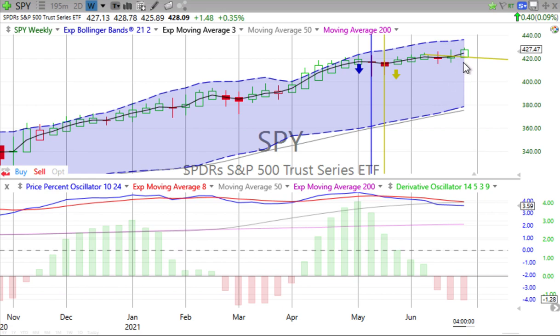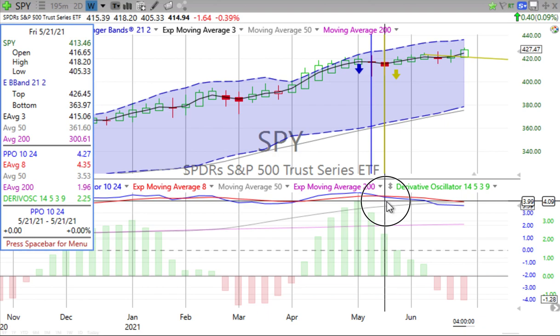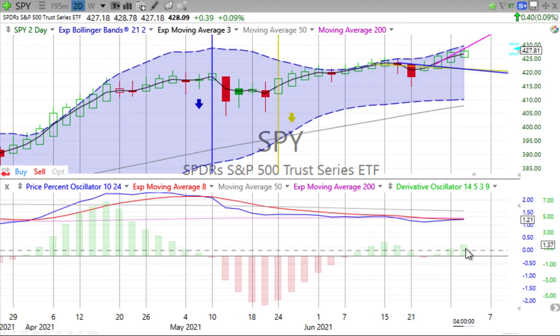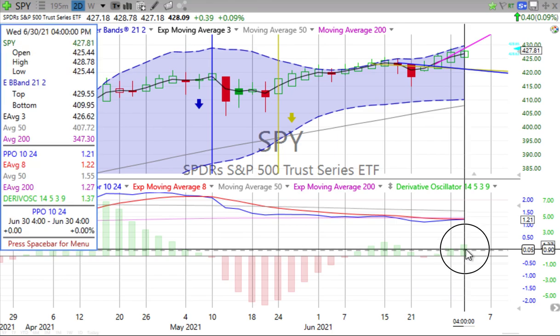We have an up week, but look at the weekly vertical crossover. Divergence has been going on since almost that weekly vertical crossover occurred, as the charts have tracked up for 3 weeks sideways and then popping up this week. Not enough energy to reverse the derivative oscillator or the price percent oscillator, showing some inherent weakness in that price movement. 2-day chart getting closer to crossing over, but still not happening.